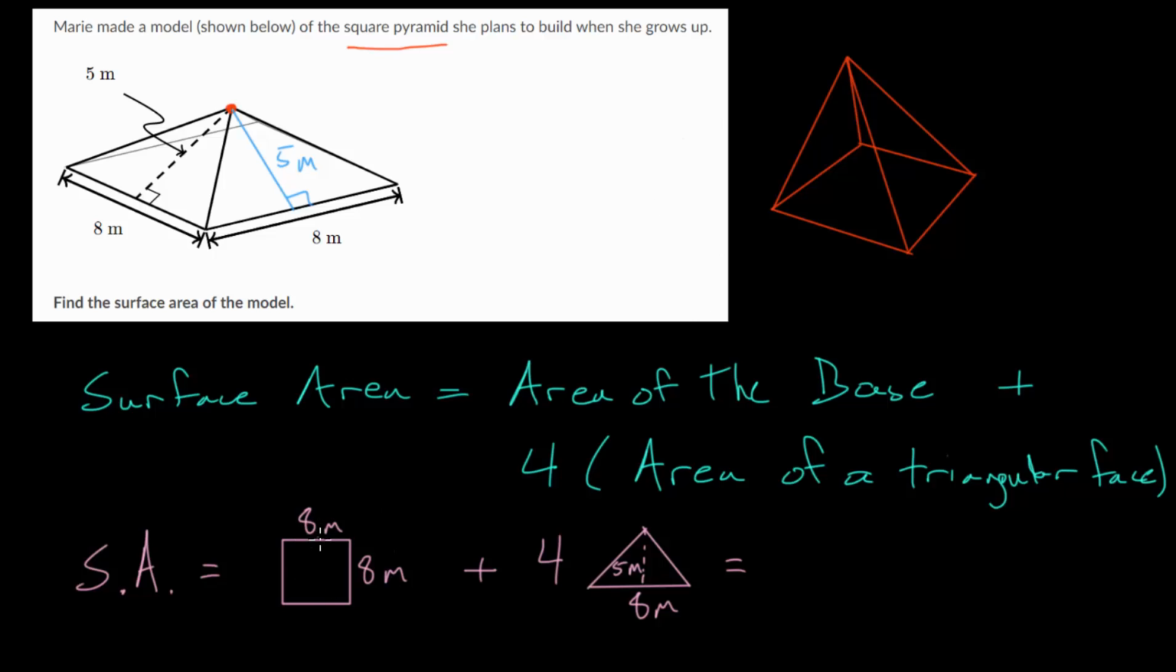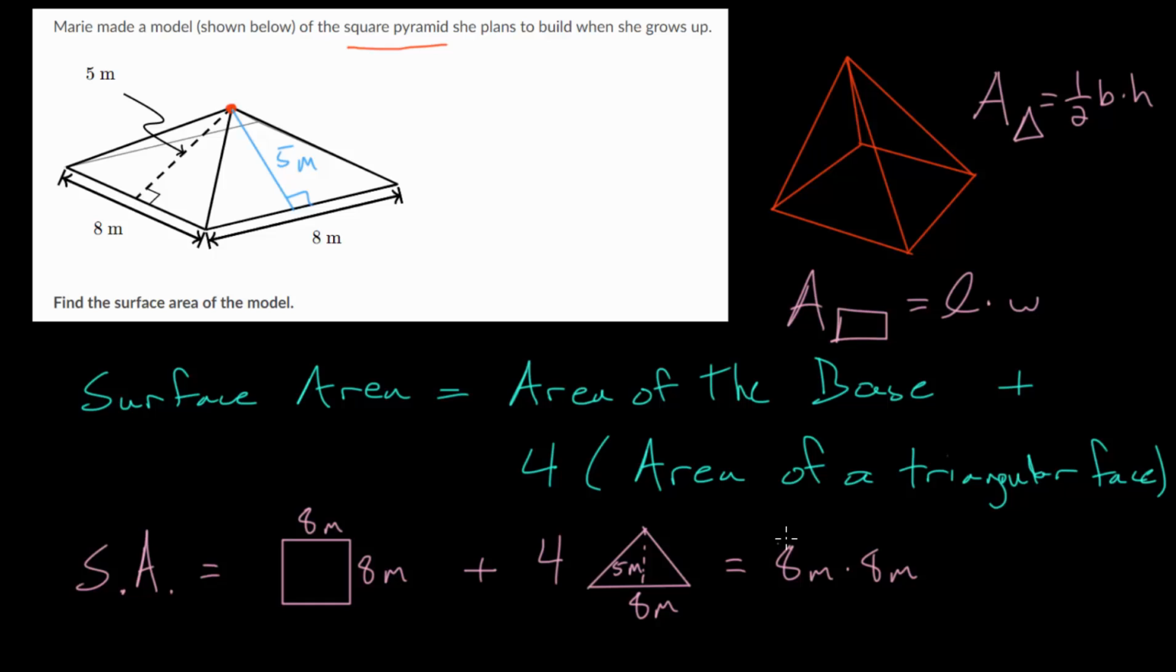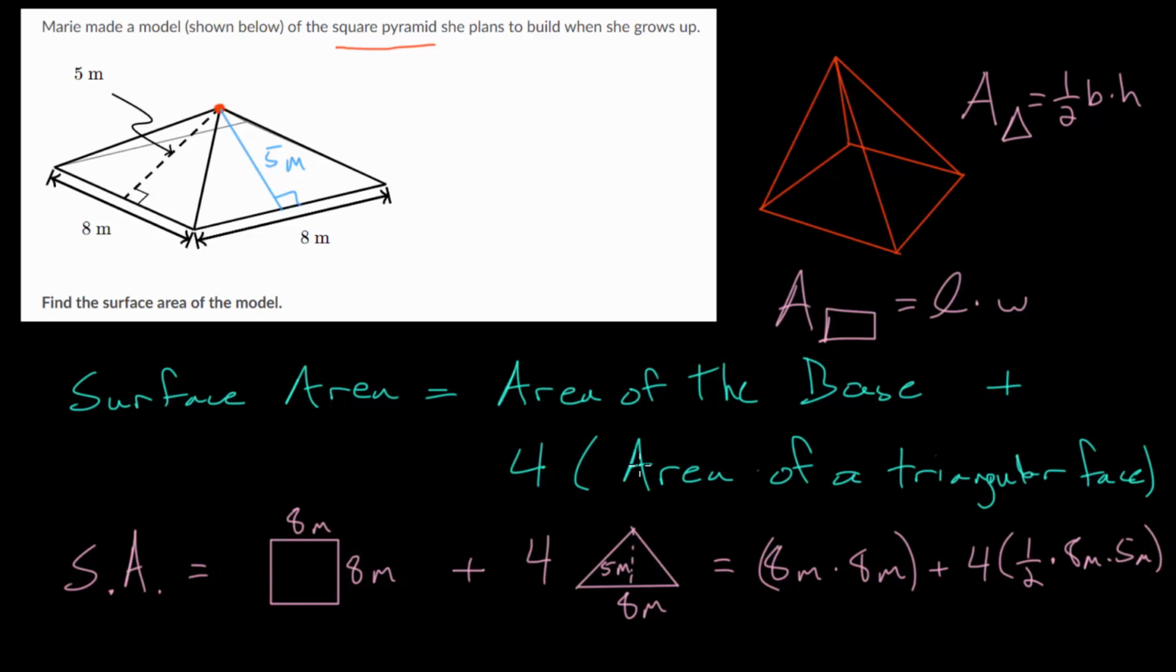So we need the area for a square or a rectangle, that is just the length multiplied by the width, whereas the area of a triangle, remember, is half the base times the height, and we can use b and h for that. So for this one, it's just going to be 8 times 8, and we'll use the proper units, so 8 meters times 8 meters. Then we have 4 of these triangular faces. So it will be half the base, which is 8, multiplied by the height, which is 5. And with all that, we now have our equation, which we can simplify.